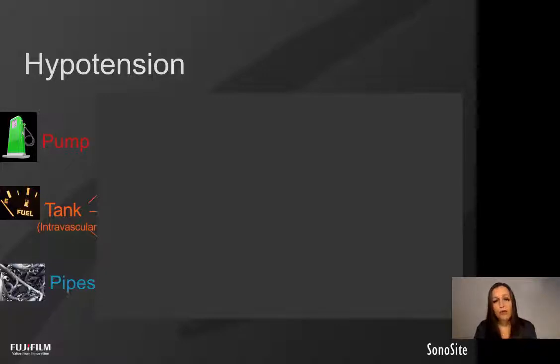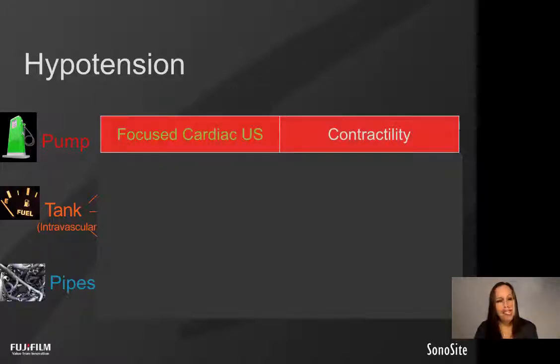So in order to remember the different components of the RUSH protocol, you can think of three different aspects: the pump, the tank, and the pipes. Now, the pump is easy. That's the focused cardiac ultrasound, and we can look at the squeeze of the pump. Is the heart contracting adequately?